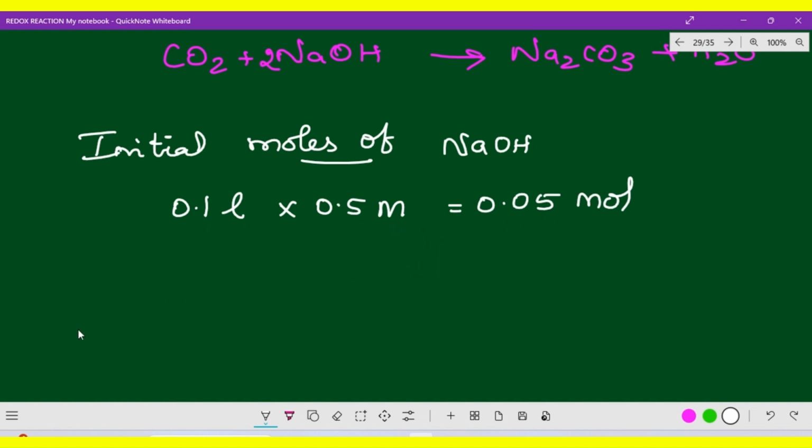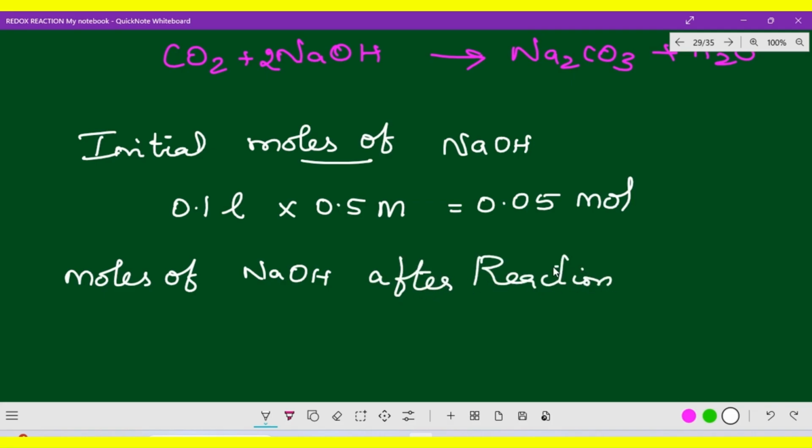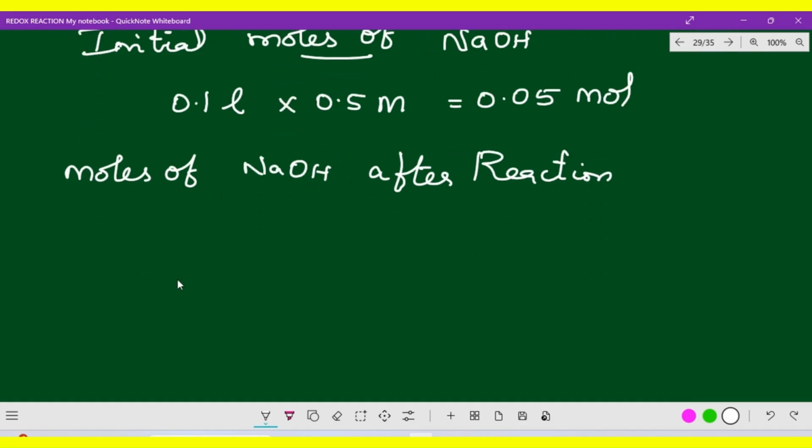Now moles of sodium hydroxide after the reaction, after it is consumed. According to the equation, we have to consider how many moles remain. So 2 moles of sodium hydroxide react with carbon dioxide, sodium hydroxide and carbon dioxide.